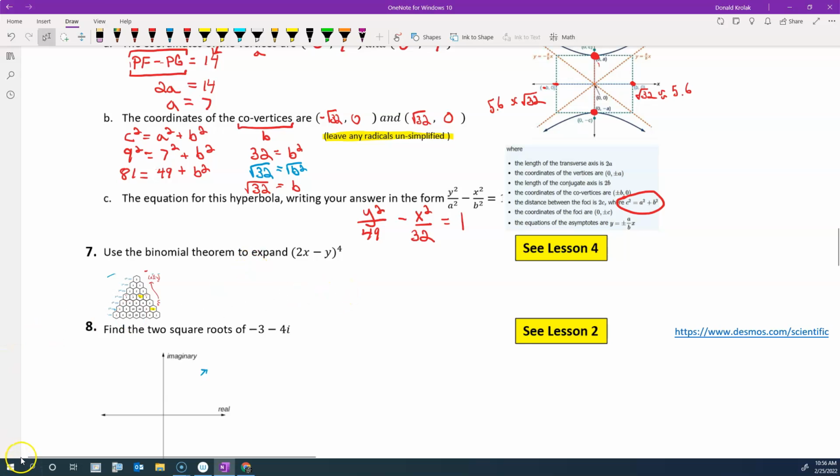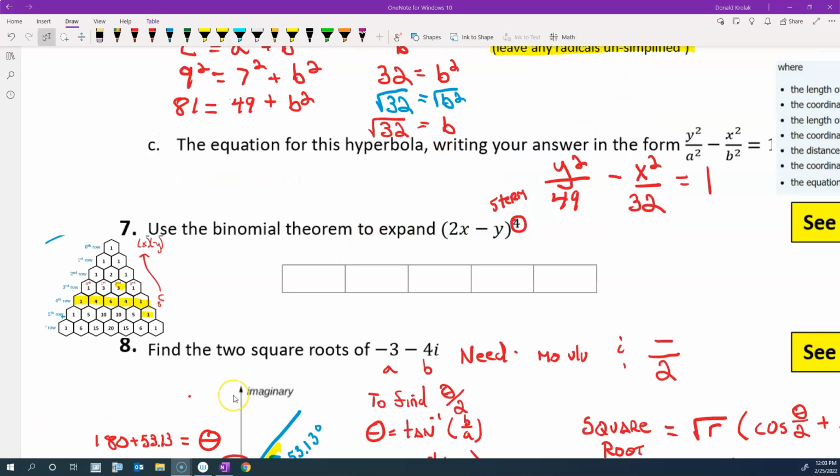Good. All right, the next one for a test. We've got 5 terms. So my terms are going to be 2x, this is negative y. So in here I've got 2x and negative y, and 2x, negative y.